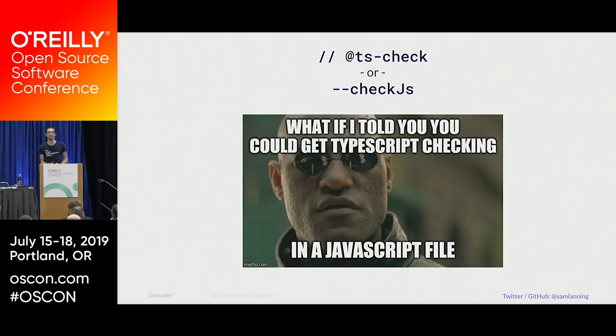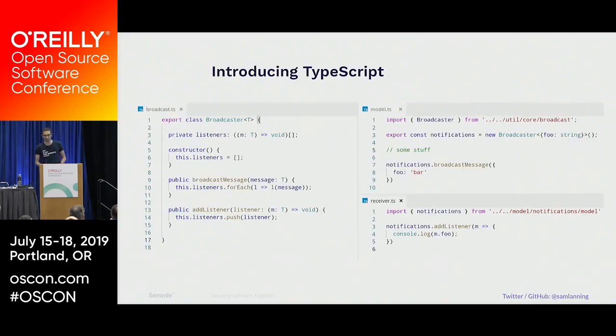You can either use this tscheck comment to check specific files, or you can use a command line flag that tells TypeScript to check everything. And it will use JSDoc comments to infer the types of parameters and arguments and stuff like that. So if you're unsure, this might be a good thing to explore to sort of convince yourself that it might be worthwhile investing in. So let's go back to the old code example and see what it would look like if we converted it all to TypeScript.